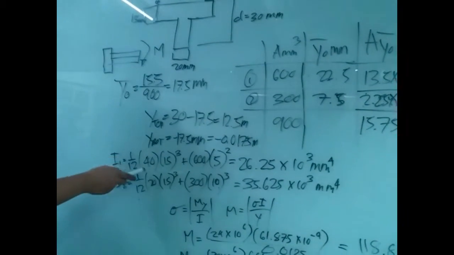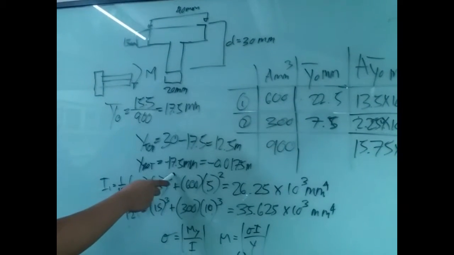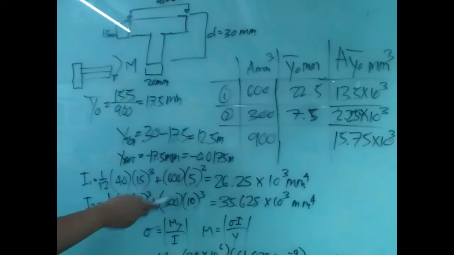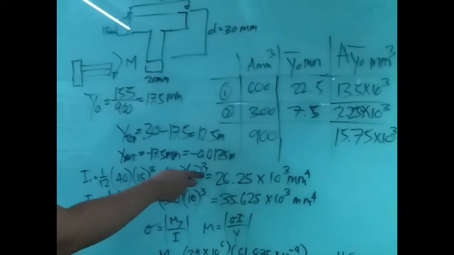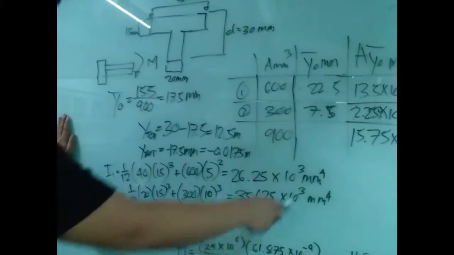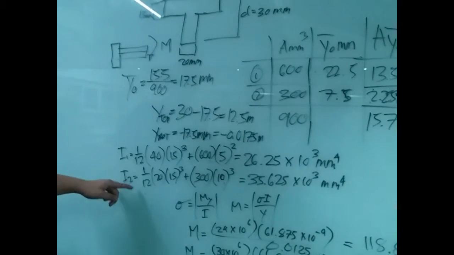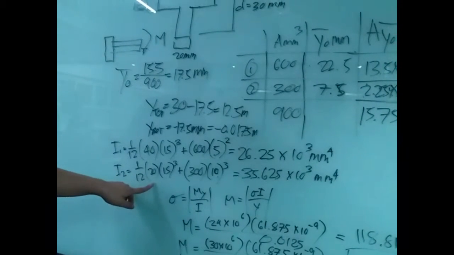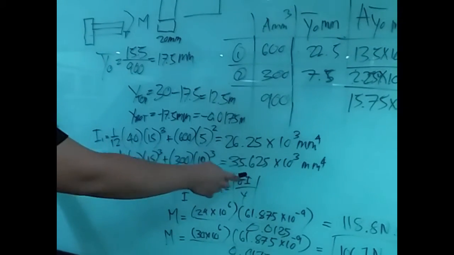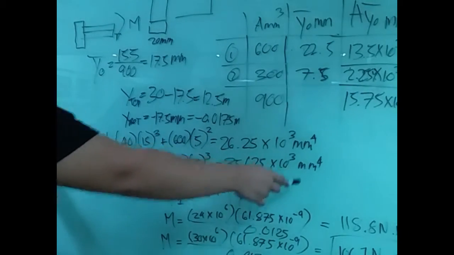In the first part, we're finding the moment of inertia again. So 1/12 times base 40, height 15 cube, plus the area 600 times 5 squared, is equal to 26.25 times 10 cube millimeter to the fourth. So inertia 2 is equal to 1/12 times 20 times 15 cube plus 300 times 10 cube, is equal to 35.625 times 10 to the cube millimeter to the fourth.